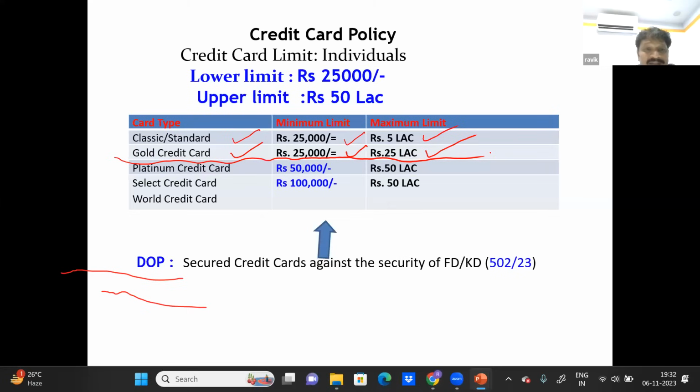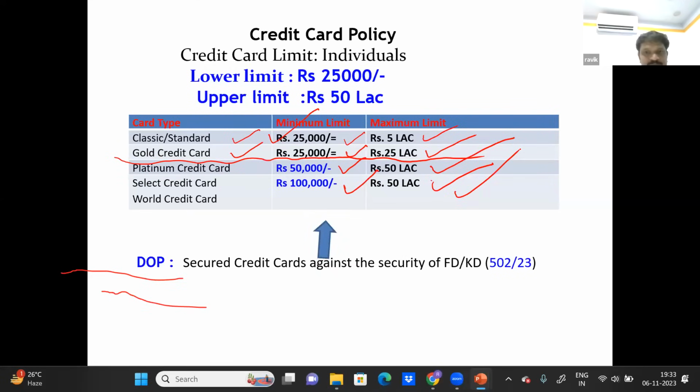Now come to platinum credit card, select and world. Remember, platinum is minimum 50,000 and maximum 50 lakhs. When it comes to select and world, minimum 1 lakh, maximum 50 lakhs. That's why they told minimum 25,000, maximum 50 lakhs. So for credit cards, the minimum limit is 25,000 and the maximum is 50 lakhs. Based on the card variant, it will change. Try to remember these numbers.